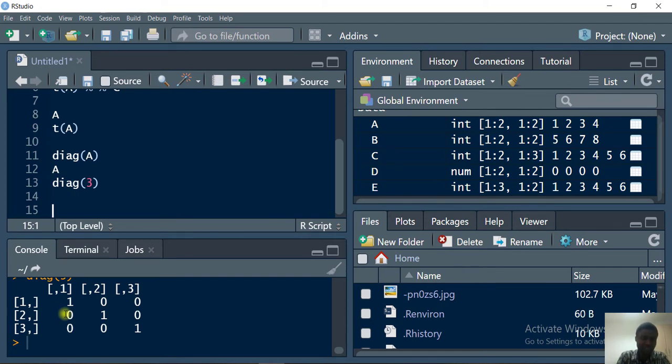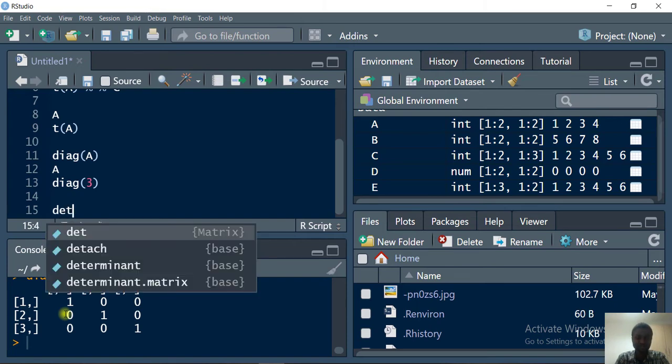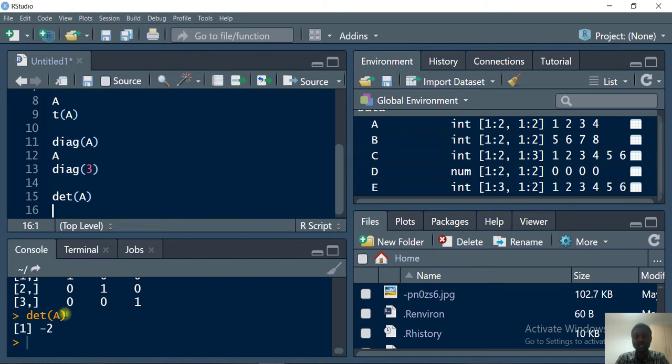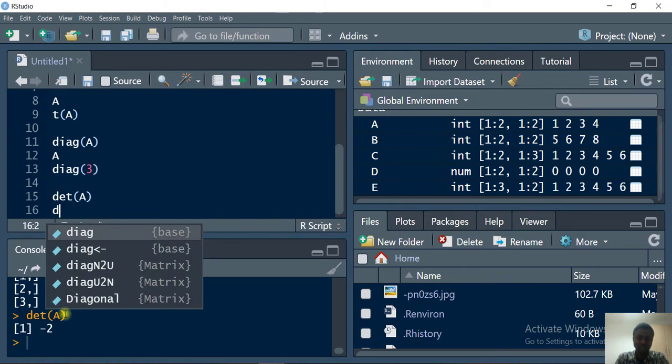So this is what I mean. If I say det of A, determinant, it's from the package matrix. Let's run it and see what will happen. So I have -2. How do I get -2? It's very simple. What is the diagonal? Let's run A.